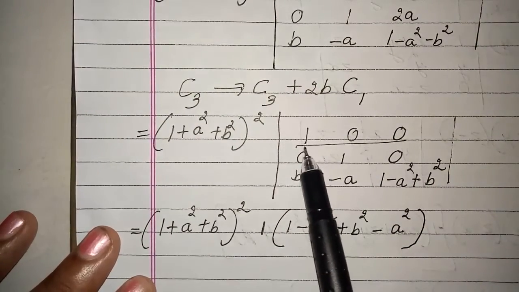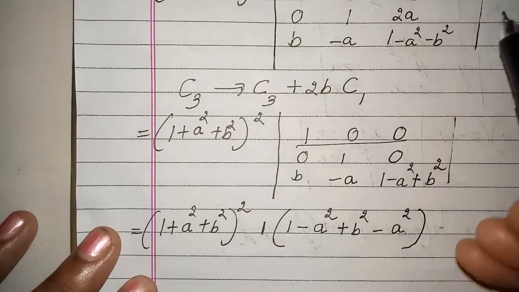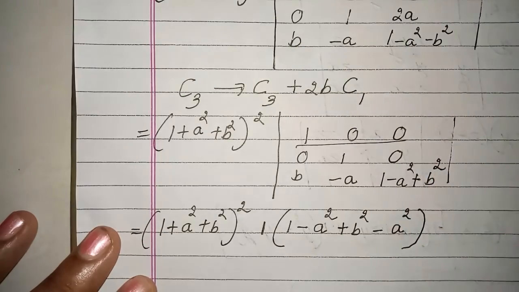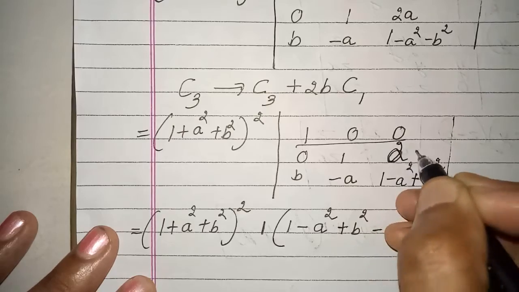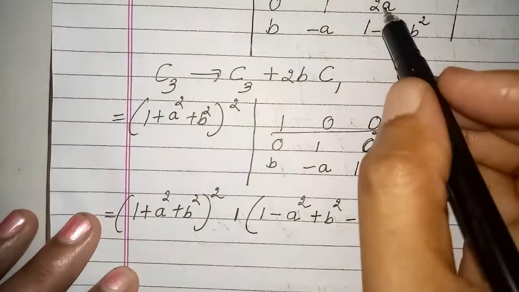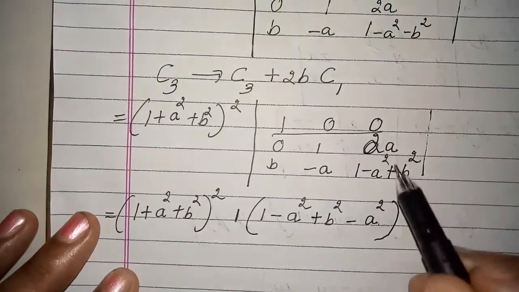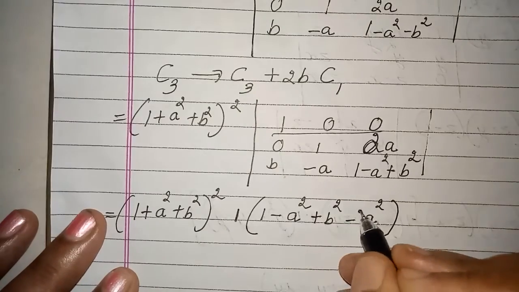Just look here, it is 1 0 0 0 1. Here it is C3 plus 2b C1. No, children, it should be 2a. That's why I was wondering why it is wrong. Understood? C3 plus 2ca, so it is 2a. So now this will be minus 2a square.